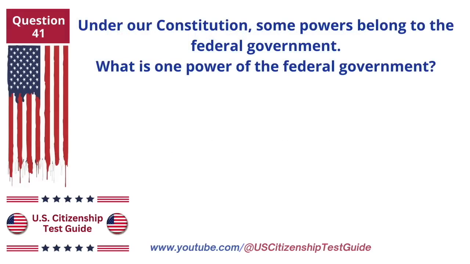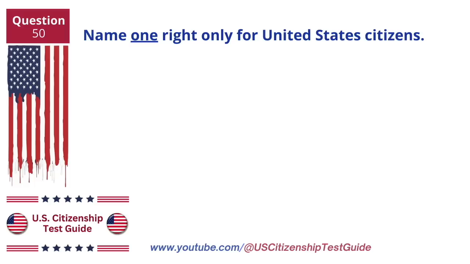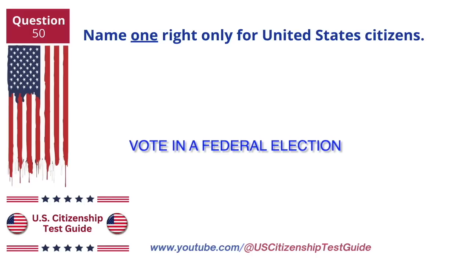Under our Constitution, some powers belong to the federal government. What is one power of the federal government? To print money. Name one right, only for United States citizens. Vote in a federal election.